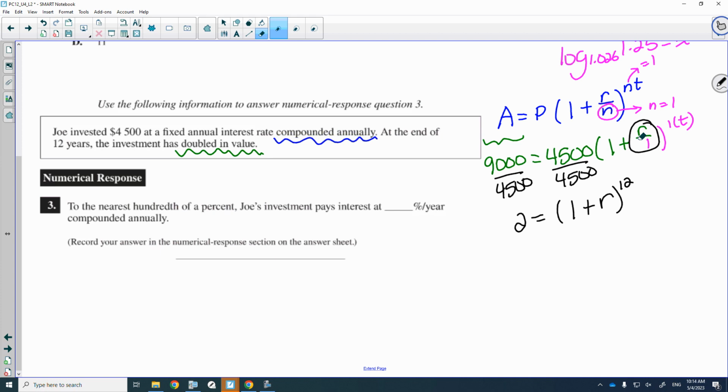What would you guys do for this? You don't need to do logs because that's the same thing as raising both sides to what power? 1 over 12. Yes. This is 12 over 1. I need to get rid of that because I need to isolate my r. So I'm going to raise this to the power of 1/12, and I'm going to raise this to the power of 1/12. This would cancel. I'd be left with 2 to the 1/12 is equal to 1 plus r. My rate is going to be 2 to the 1/12 minus 1. That's going to be my rate.